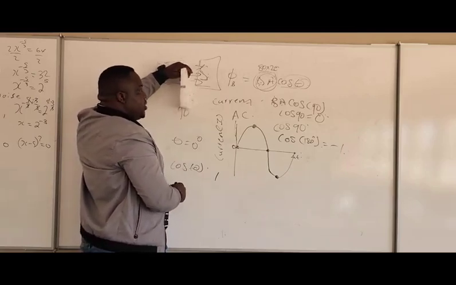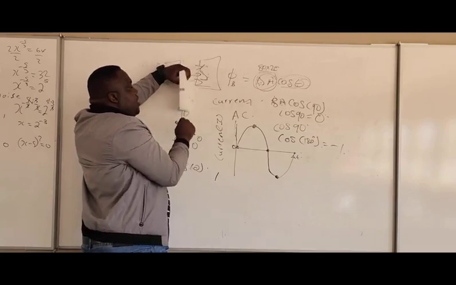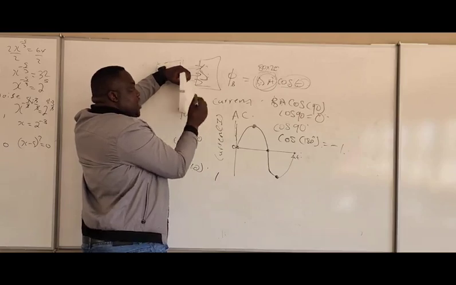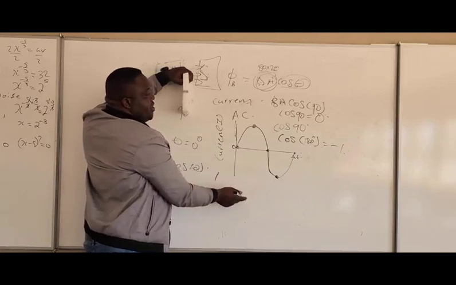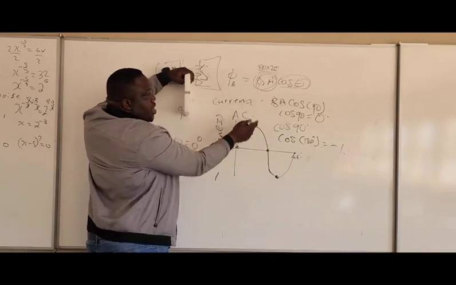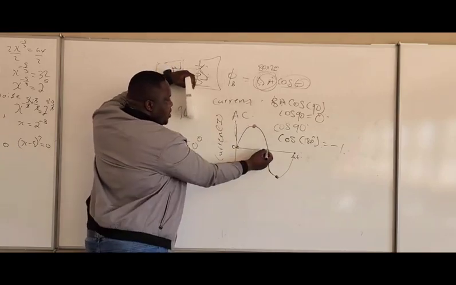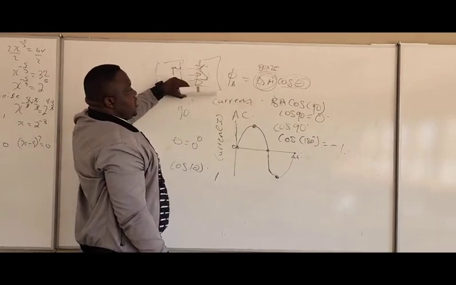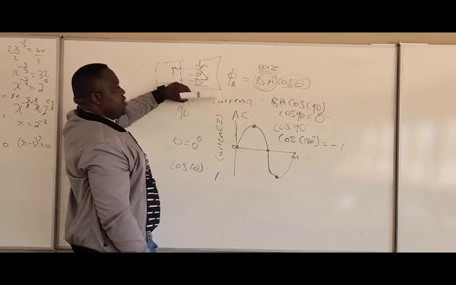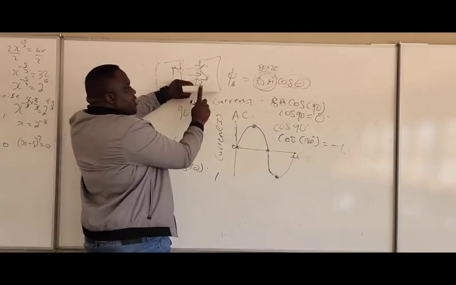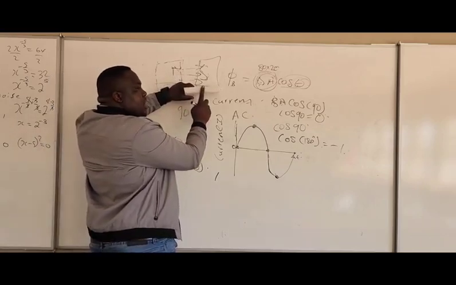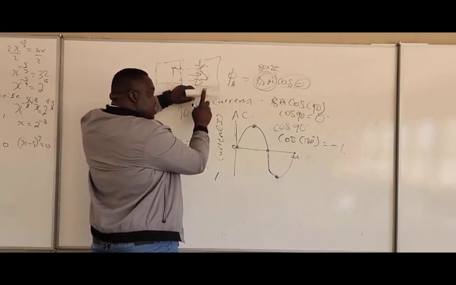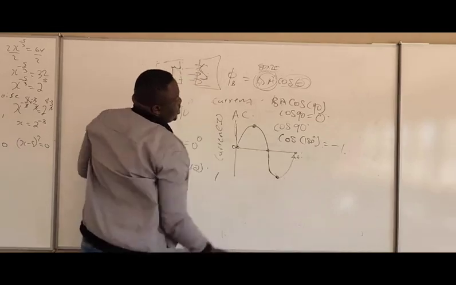It means that the angle between the normal line and the magnetic field line is 180. This is the normal line. Cos 180 will give us -1. It means we're going to get the maximum value, but the maximum value will be negative. That's why it goes down. Then it returns to the original position, where the normal line is perpendicular to the magnetic field line. Then theta is 90, cos 90, and it returns back to 0.